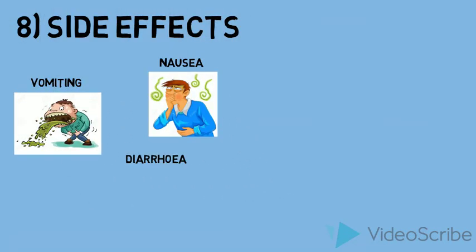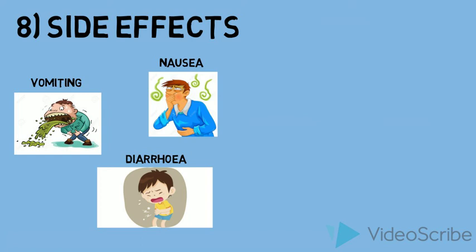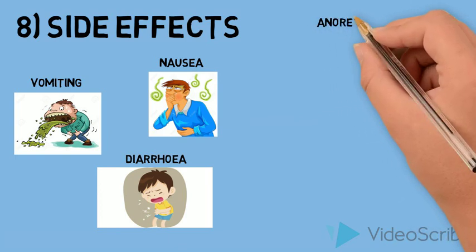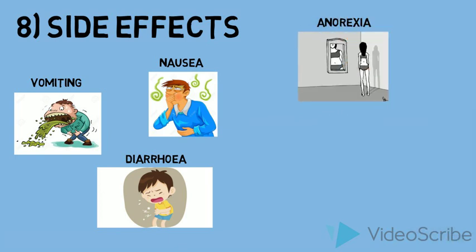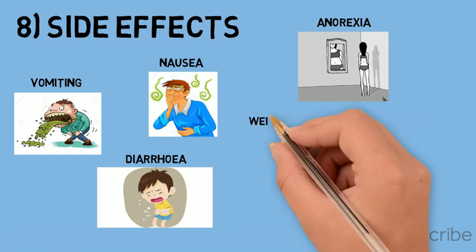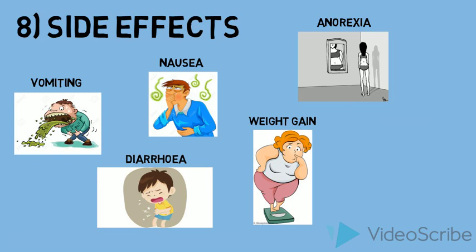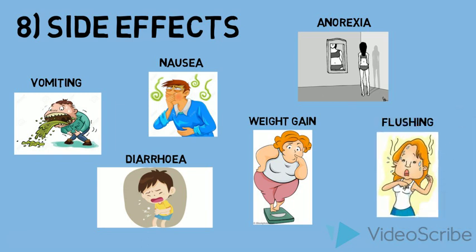Vomiting, nausea, and diarrhea are all severe side effects of doxycycline. This occurs due to the elimination of flora in the gut, and in some cases, this leads to anorexia. After long-term use, weight gain can be a side effect because the bacteria that helps digest fats is also eliminated by this drug. Finally, in some cases, doxycycline induces photosensitivity in skin, which can lead to flushing.